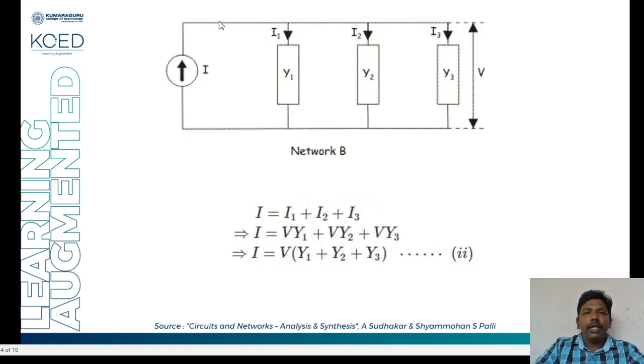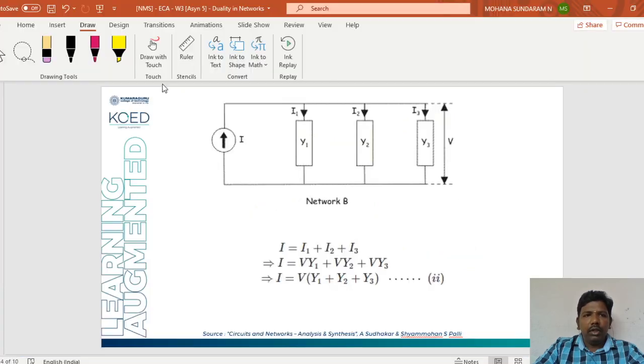So when you apply Kirchhoff's current law, incoming current equals outgoing current. So capital I equal to I1 plus I2 plus I3. So what is actually I1? When you apply Ohm's law, I is equal to V by R, correct? If you talk in terms of resistance, it is I equal to V by R. In terms of impedance it is V by Z.